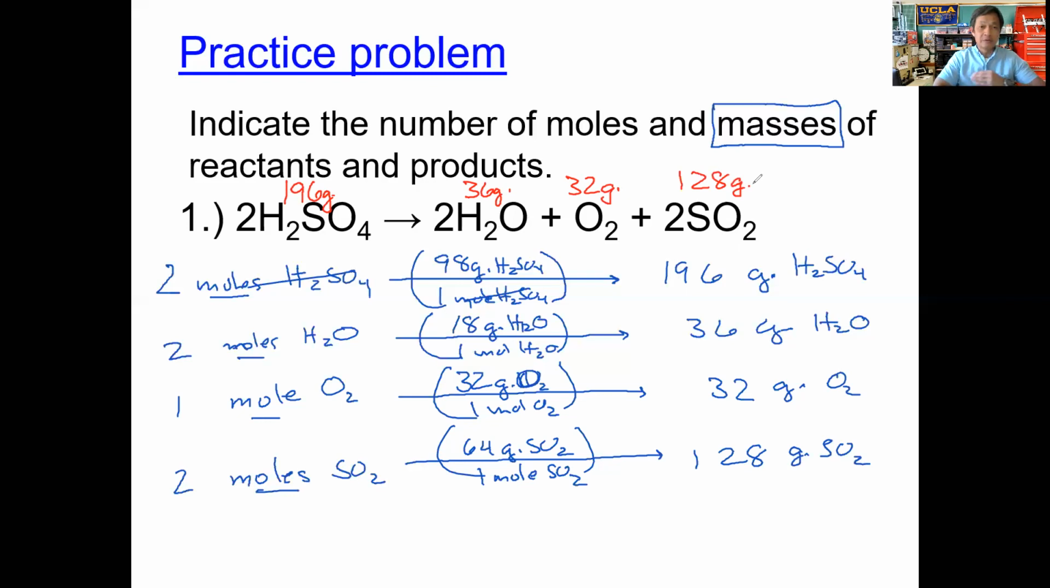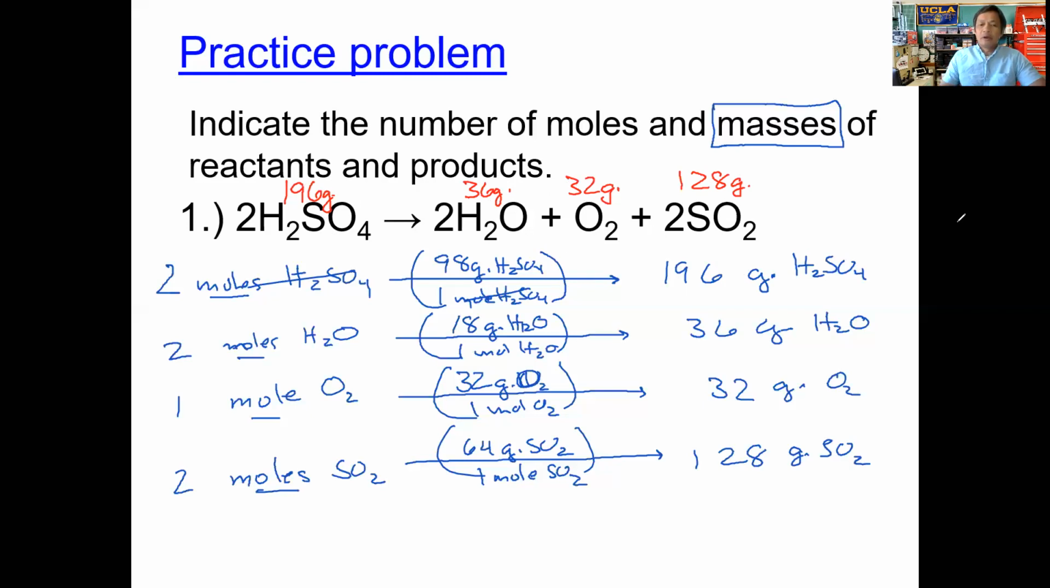If you understand that, then you can see that we can take the coefficients from the balanced equation and obtain masses for each one of these components of the reaction itself. Essentially, what we've just calculated is that the equation is telling us that if we start out with 196 grams of this reactant, we will form this amount of water, this amount of oxygen, and this amount of sulfur dioxide. Very good.